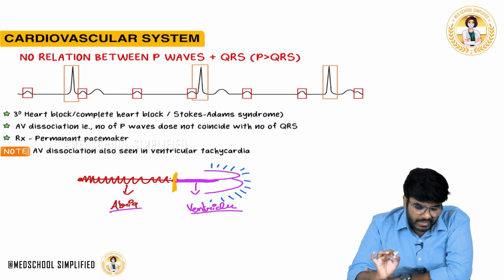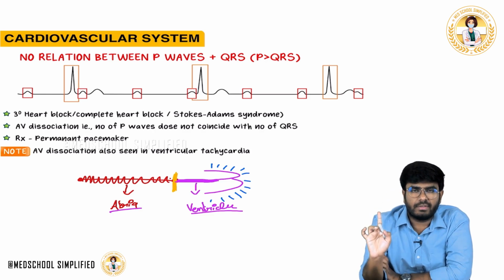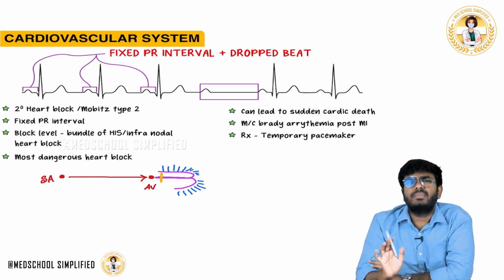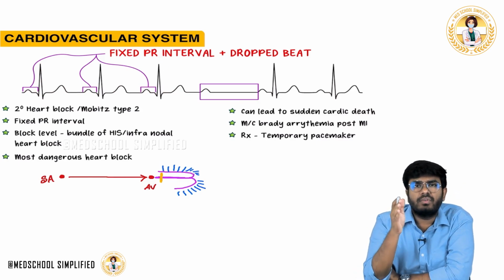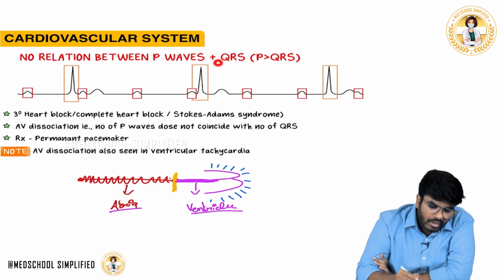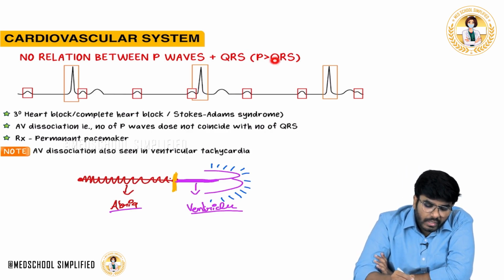Normally speaking, there should be one P wave, one QRS and one T wave. This is something normal. Please concentrate. P wave, QRS, T wave, P wave, QRS, T wave. It should be in 1:1 ratio. But here in third degree heart block, the number of P waves and number of QRS are not going to correlate. P waves are more than the QRS complex.